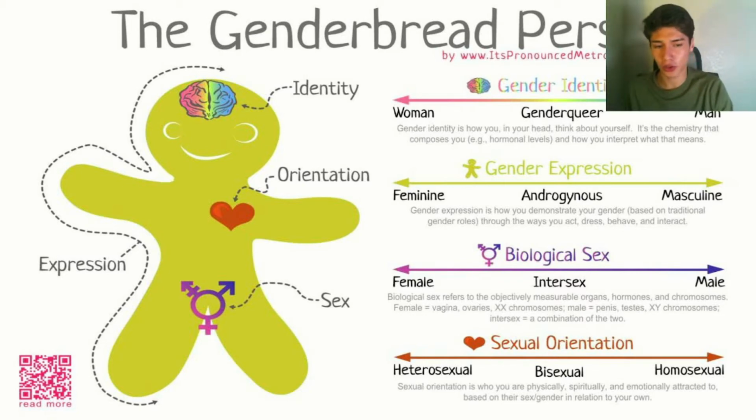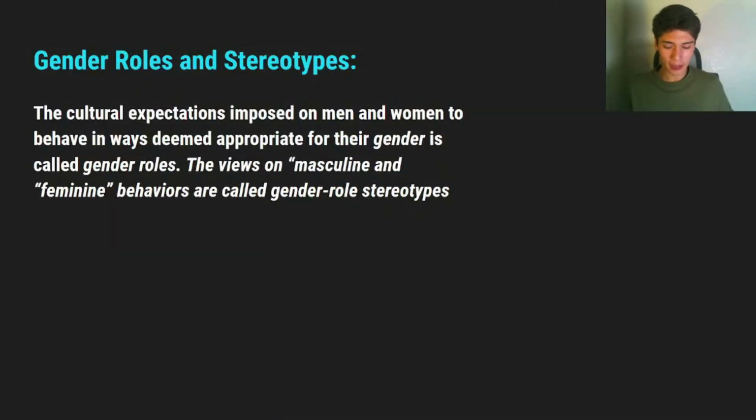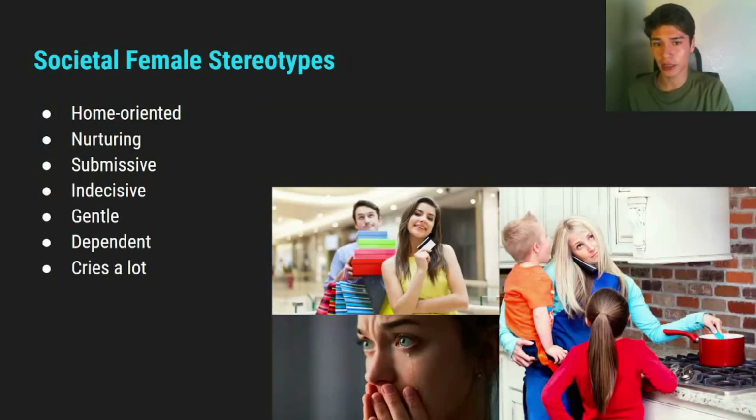And then biological sex, we already talked about that. And then sexual orientation, which is your emotional or spiritual attraction towards a sex in relation to your own. So you could be heterosexual or homosexual or in between, bisexual. And then we have the gender roles and stereotypes. So it's the cultural expectations imposed on men and women to behave in ways deemed appropriate for their gender. And we'll be talking about how that can affect gender identity.